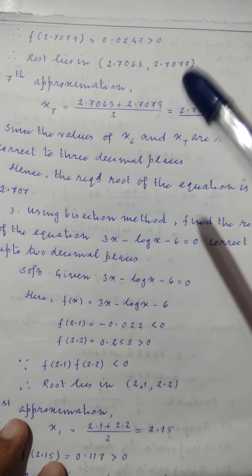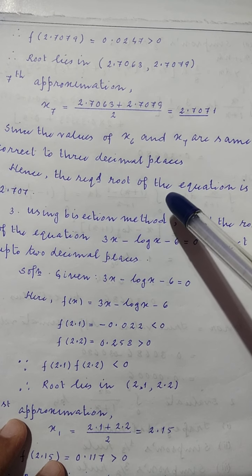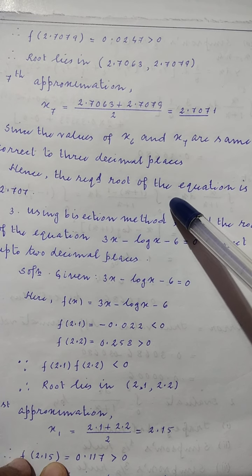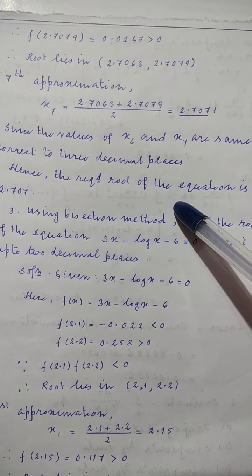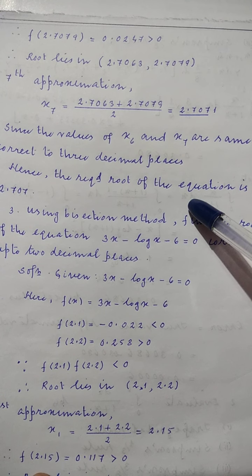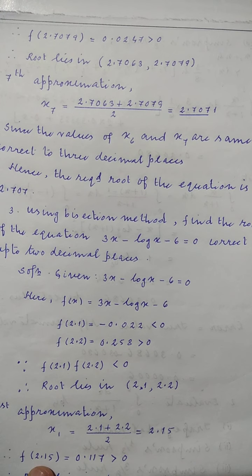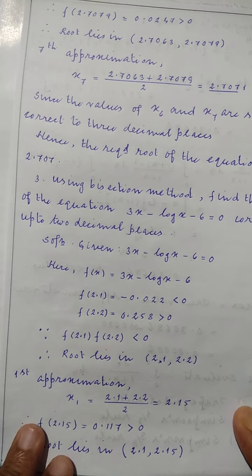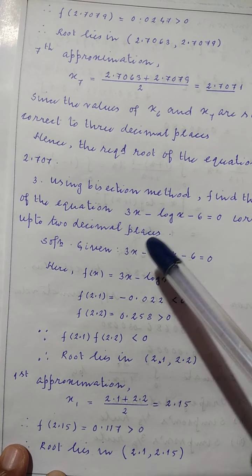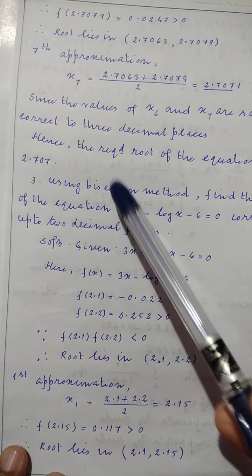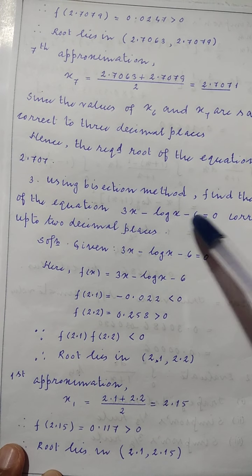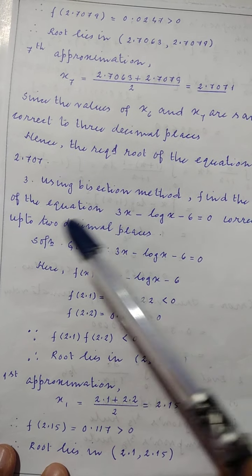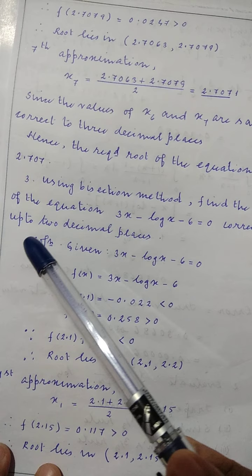So in these two problems, problem number 1 and 2, we have considered the algebraic or polynomial equation. Now let me take one transcendental equation and show you how to apply the bisection method to find the root of the transcendental equation. So let's see the next problem. Using the bisection method, find the root of the equation 3x minus log x minus 6 is equal to 0, correct up to 2 decimal places.